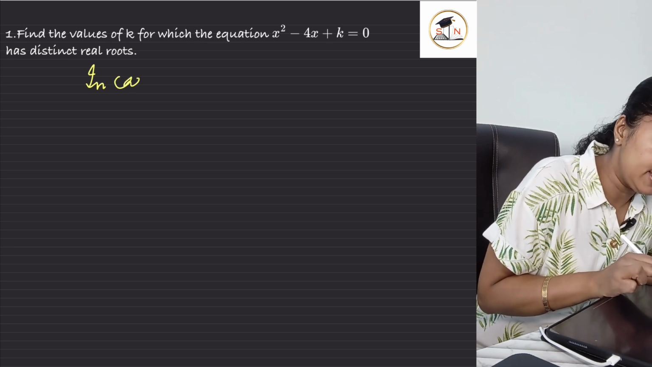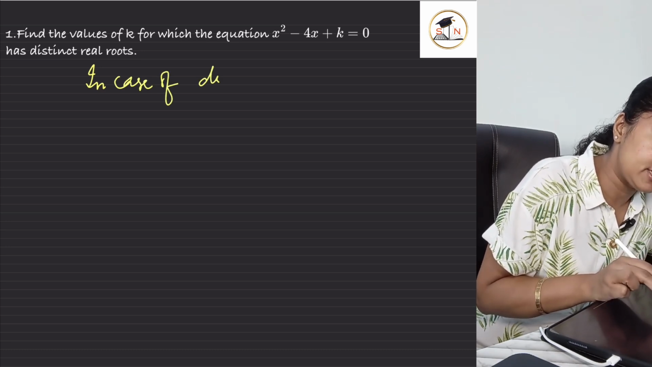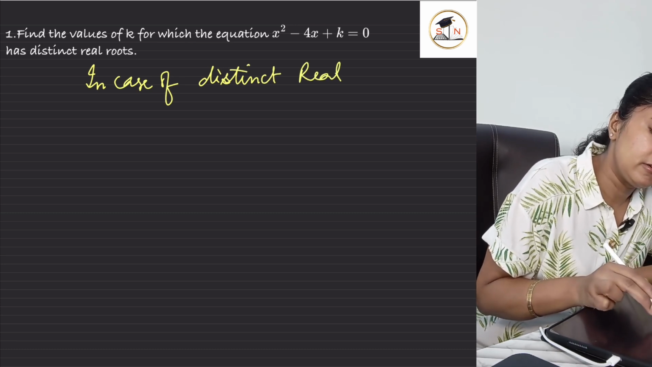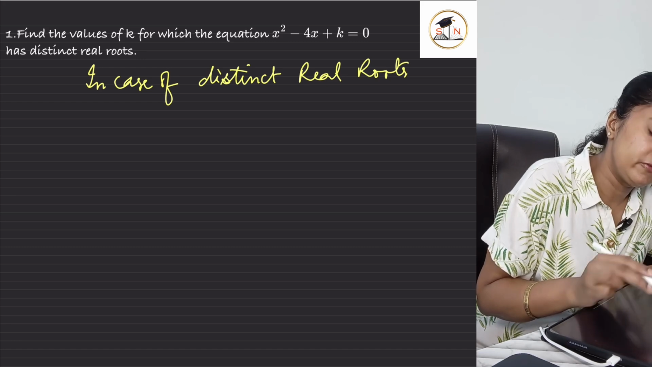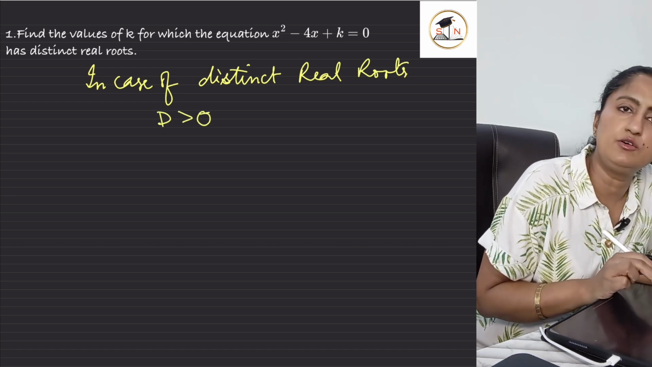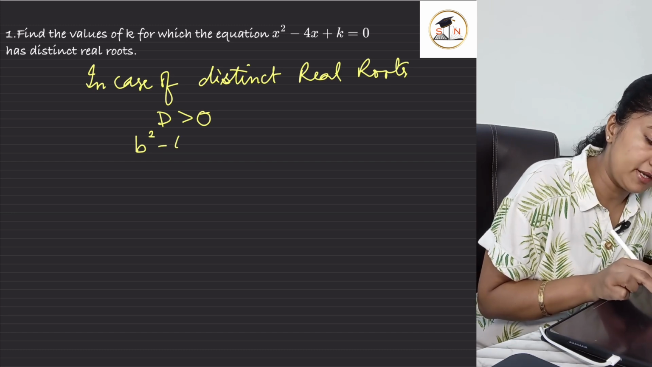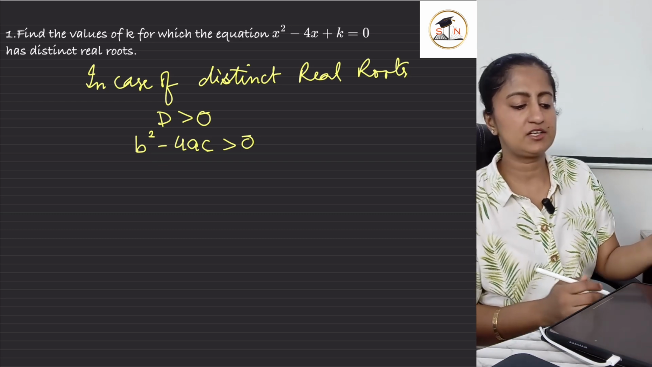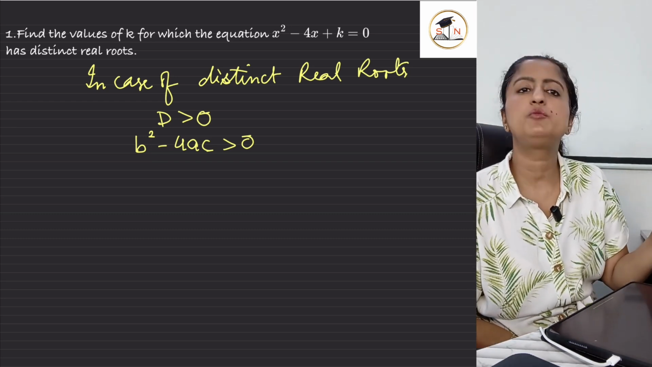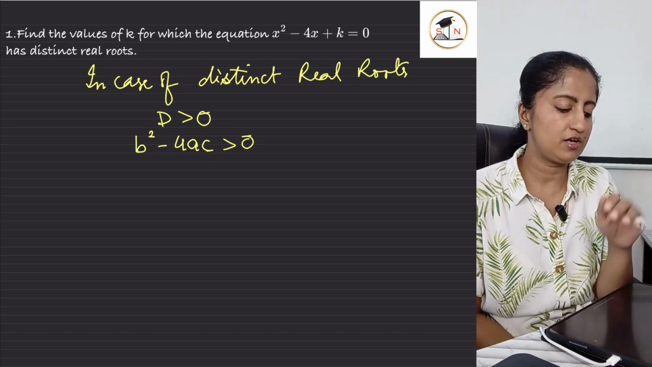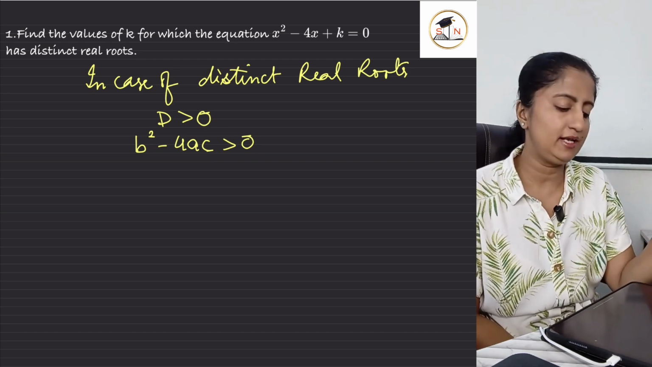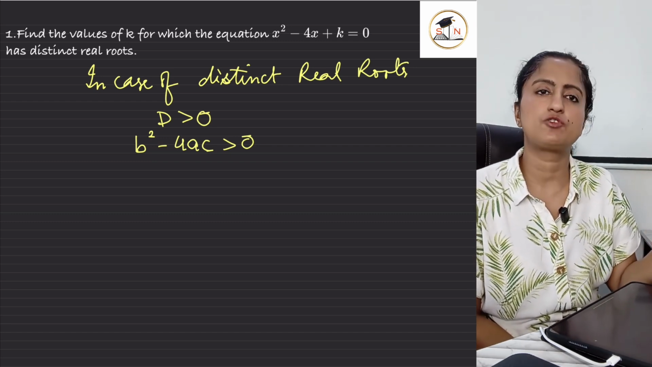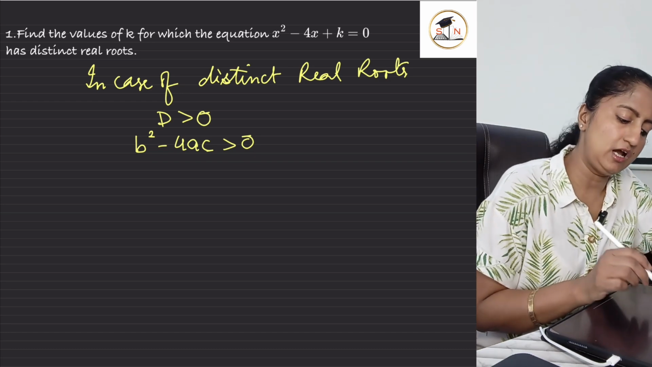We will write in case of distinct real roots, D is supposed to be greater than 0. Now, D means B square minus 4AC is supposed to be greater than 0. And guys, yes, when we are talking about distinct real roots or just real roots, you have to maintain the inequality. When we are not writing an equation, equals to between left hand side and right hand side, it is called an inequality. It is just going to be solved normally. Okay. Just see how we do it.